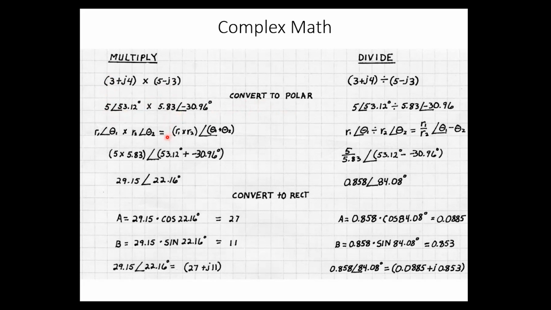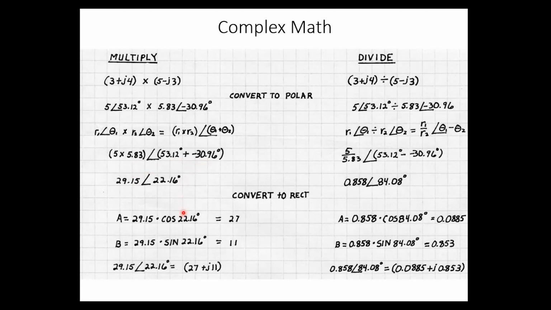So what I'm going to do now is multiply these two magnitudes together, and add these two angles together. So 5 times 5.83 is 29.15, and 53.12 degrees plus a minus 30.96 degrees comes to 22.16 degrees. Make sense?